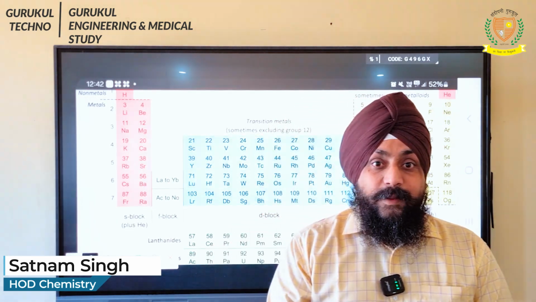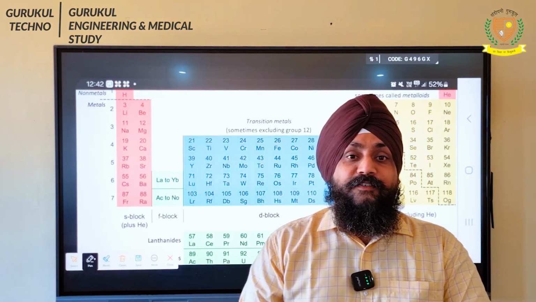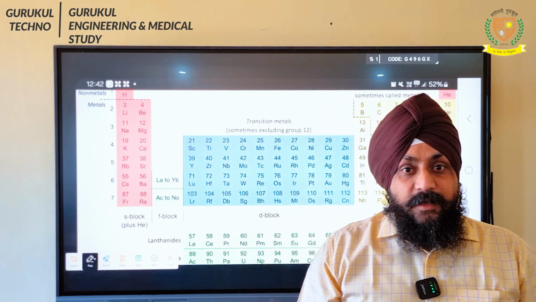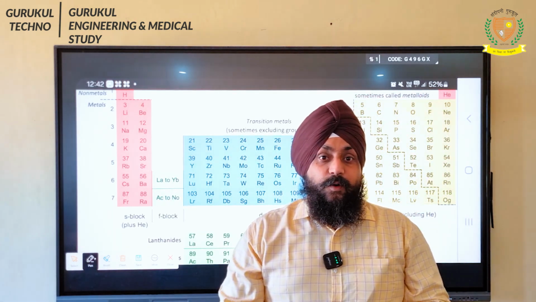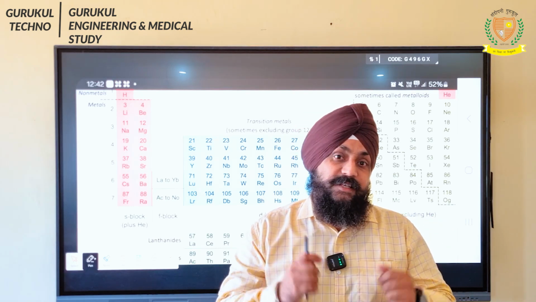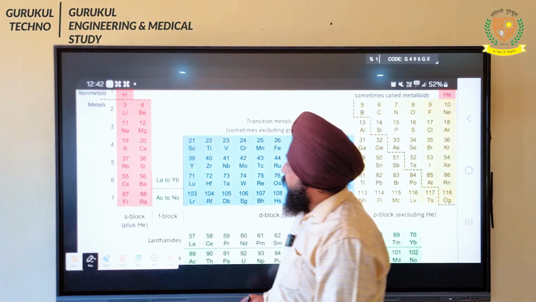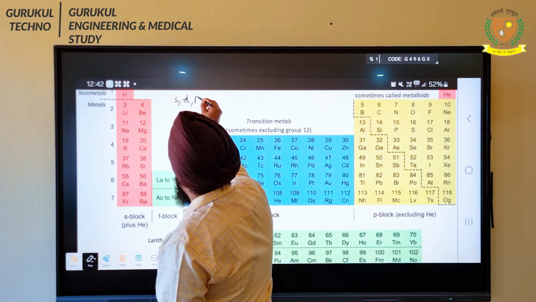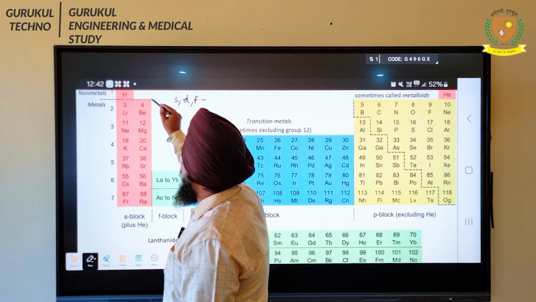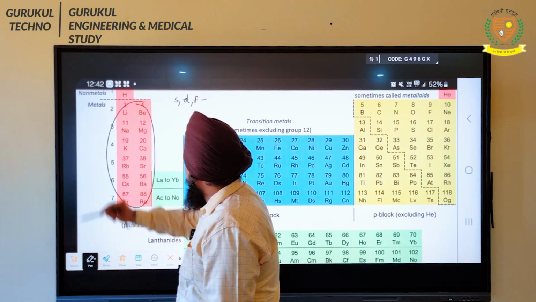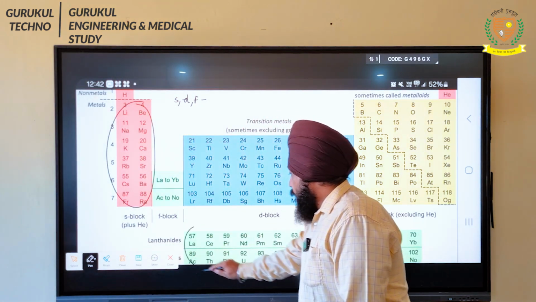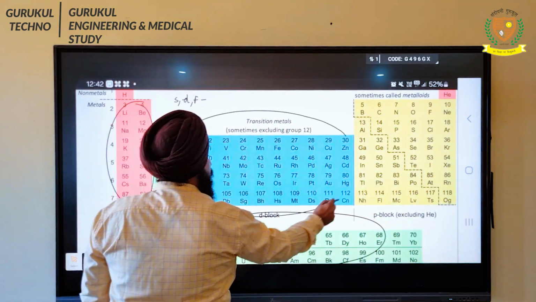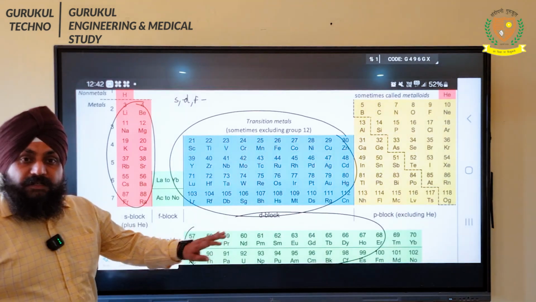Students, today we will be learning about positions of metal, non-metal and metalloid in periodic table. Yes students, where these metals, non-metal and metalloid are placed in periodic table. So students, what we say, this full S block element, D block element and F block element. So when we are talking about these S block, F block and D block elements, they are all metals.